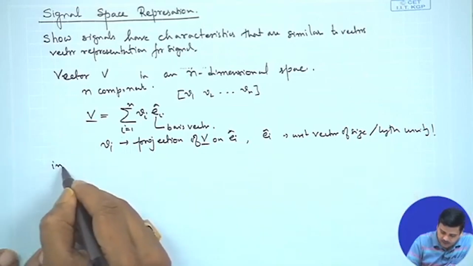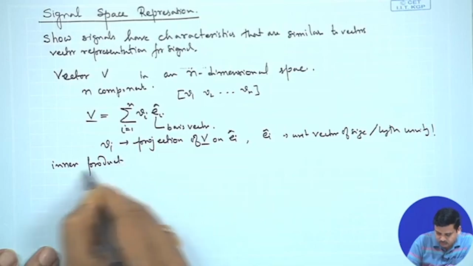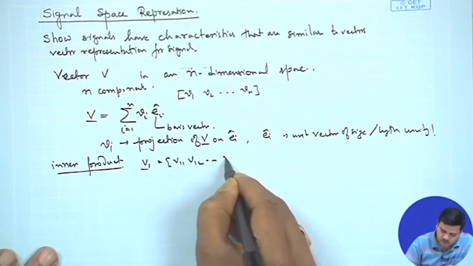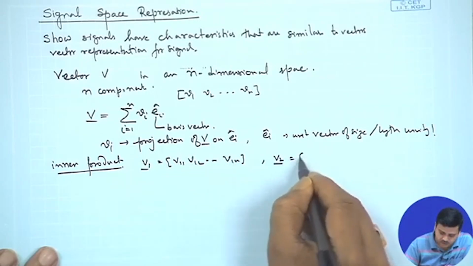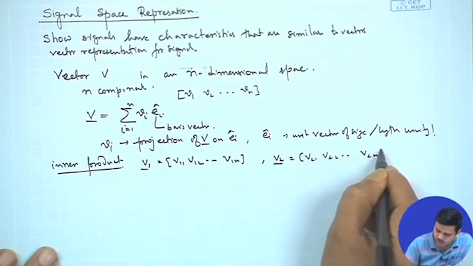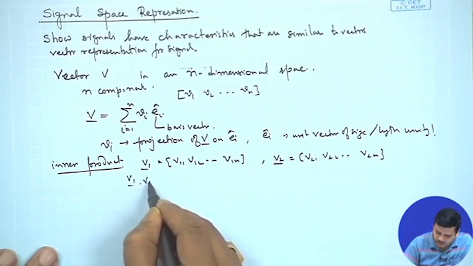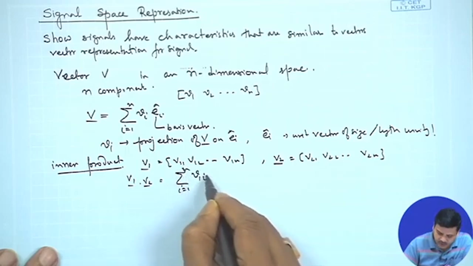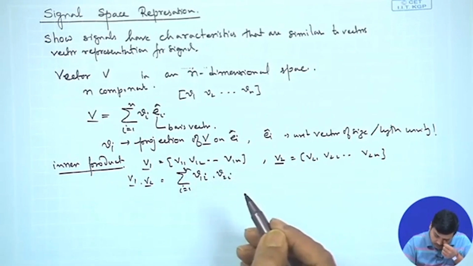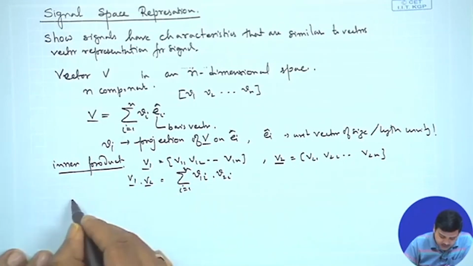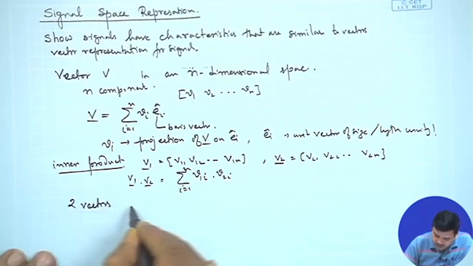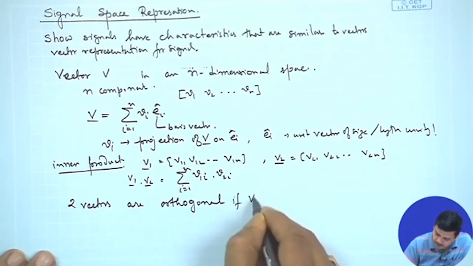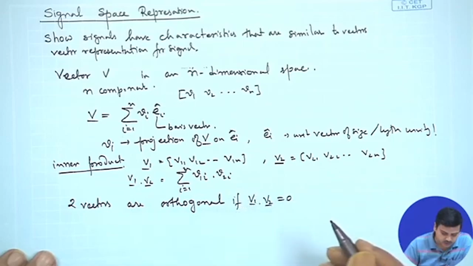Then you could define the inner product of vectors v1, which is defined by v11, v12 to v1n, and v2 as v21, v22 to v2n, as v1 dot v2. This is pretty standard. However, we are doing it just for revision: summation of v1i times v2i. So this is how you would represent the inner product. And why is this necessary? Because you would say that two vectors are orthogonal if v1 dot v2 is equal to 0.